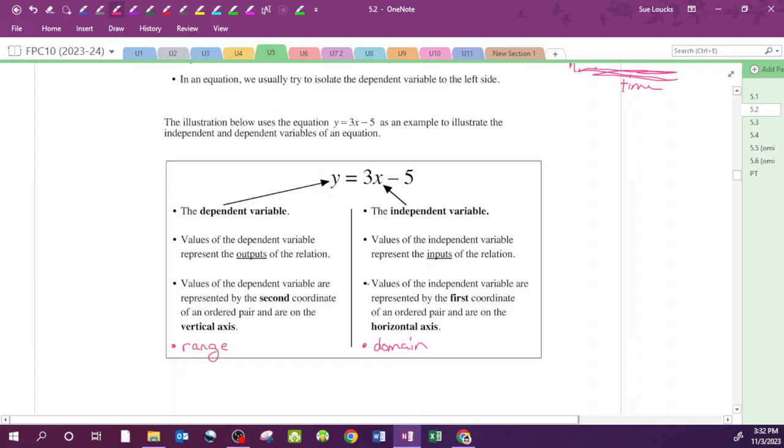I just noticed that it goes X and then Y. X is the independent, Y is the dependent. Domain and range are also alphabetical. That's how I would remember it. And we'll talk more about domain and range later on. I just wanted to introduce those terms.